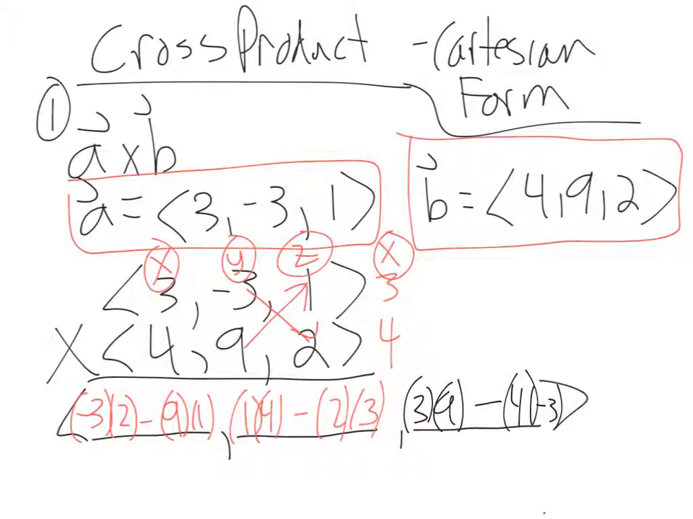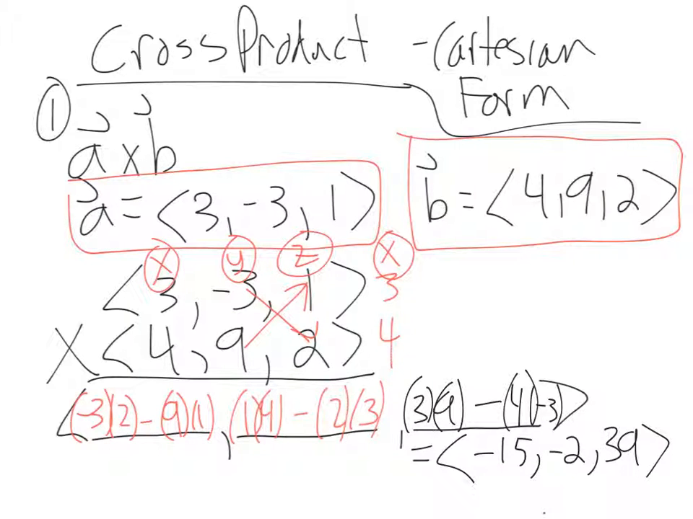Then we need to simplify that. So I'll write it here: -3 times 2 minus 9 times 1 is going to work out to -15, comma, and then 1 times 4 is 4, minus 6 is going to be -2, comma, and then the last one is going to be 3 times 9, 27, minus a -12, which is going to be 39. Okay, and that's your cross product of vectors.